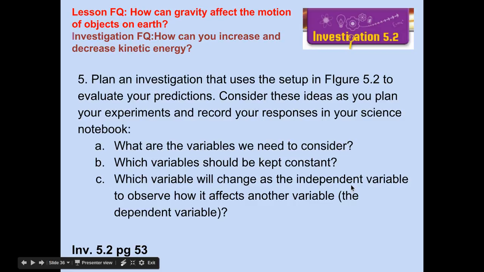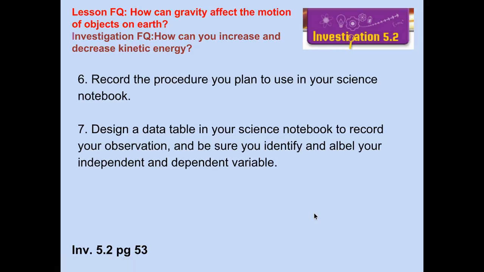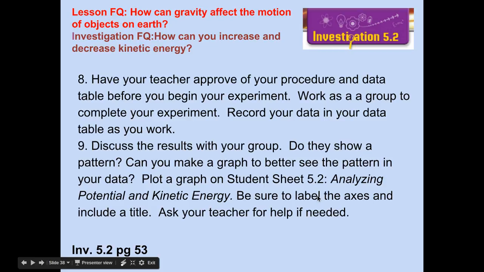Step 5 is you're going to be planning an investigation and using the two different sized marbles. You need to consider what variables you have, which ones should be kept constant, and which one you change, the independent. How does that affect the dependent variable? Step 6 is record your procedures. Step 7 is designing a data table. And step 8 is your teacher approval, and record your data in your table as you work. So step 8 is getting my approval and then working.